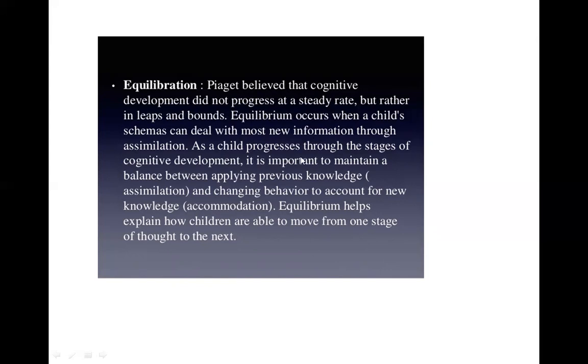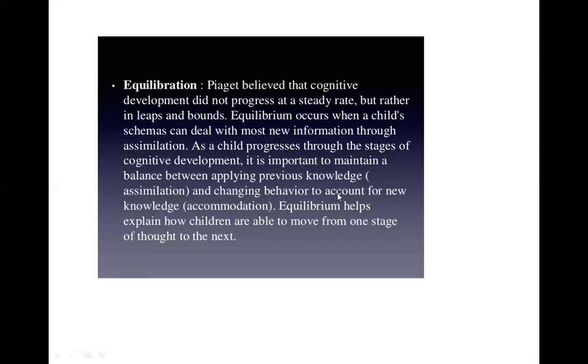So it is important to maintain a balance between applying previous knowledge, assimilation, and changing behavior to account for new knowledge, accommodation. So there will be a proper balance between assimilation and accommodation. That's why we can say that this is the phase of equilibrium, where the child learns to use his or her previous knowledge to acquire the new knowledge.